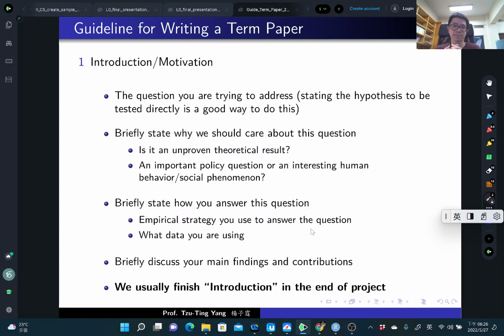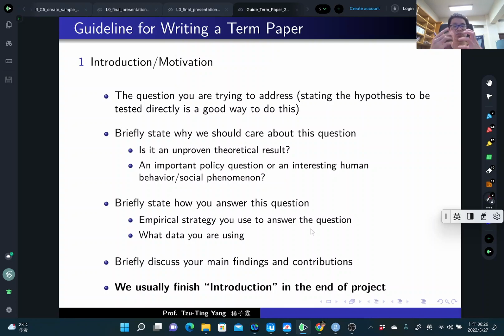And then the second part is to state how you answer these questions. Briefly state how you answer this question. That means you summarize what you want to do in this term paper: what kind of empirical strategy you want to use to answer this question and what kind of data you will use. It's like summarizing what you will do in this paper.